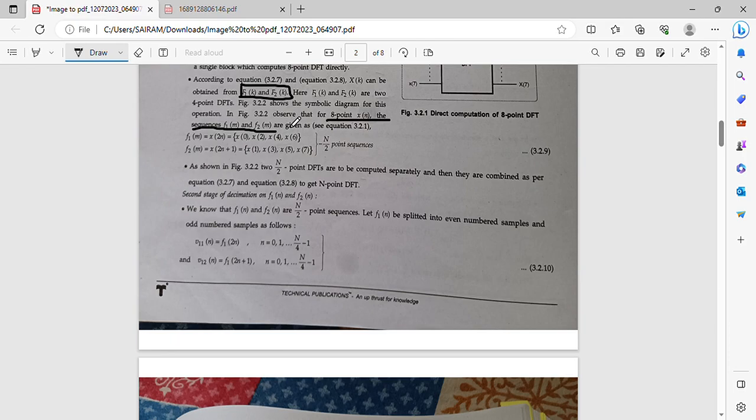It is given here, so don't suddenly worry about what this is. As we already discussed in the beginning, the 8-point DFT is divided into n by 2-point DFTs, that is F1 of m and F2 of m. Here F1 of m is equal to x of 2n and F2 of m is equal to x of 2n plus 1.